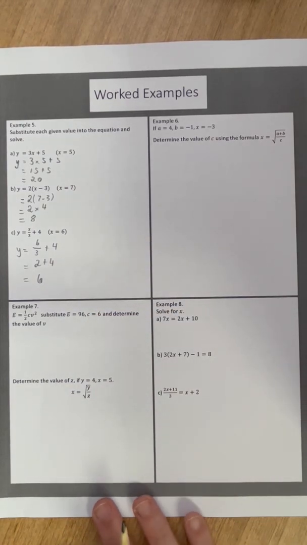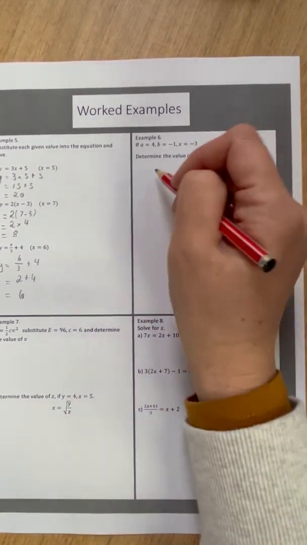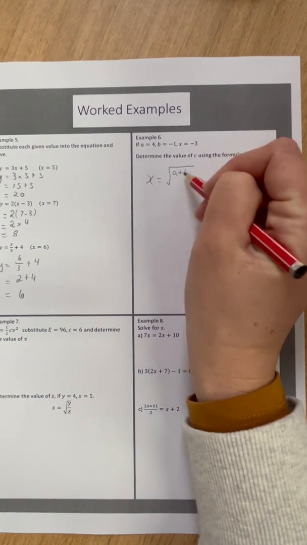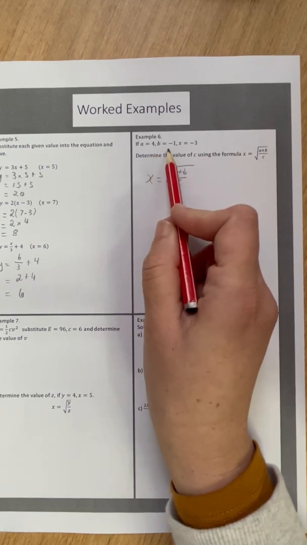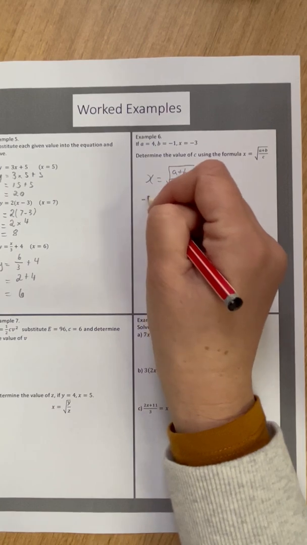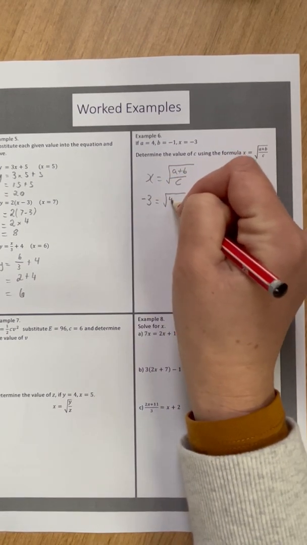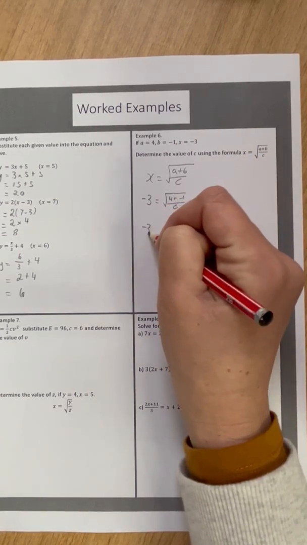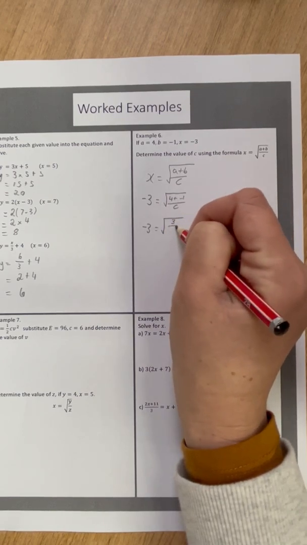Our next example requires some rearranging after we've substituted. So our formula is x equals the square root of a plus b divided by c. We're then told that a is 4, b is -1, and x is -3. So we need to substitute that information in. So we're going to have -3 equals the square root of 4 plus -1 divided by c. So I've got -3 equals the square root, 4 minus 1 is 3, divided by c.